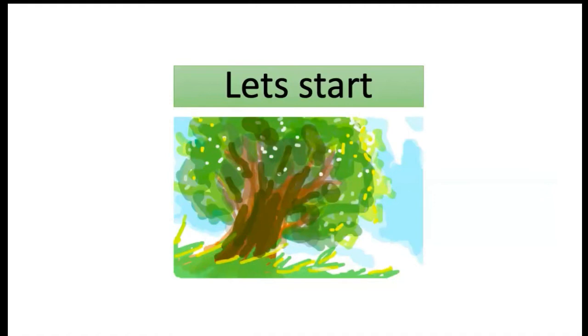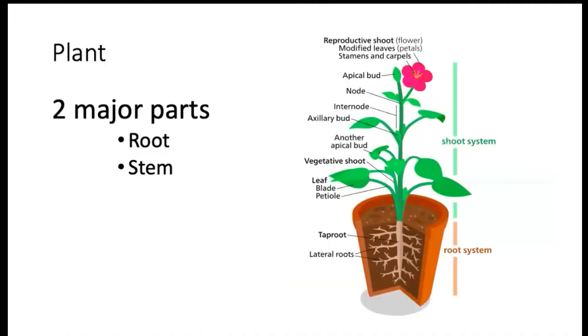Whenever the term botany comes into our mind, we always start thinking about the plant. So these are the things basically we are going to study. If we classify the plants, the plants can be divided into two major parts. One is the overground part, that is the stem, and another one is the underground part, that is the root.